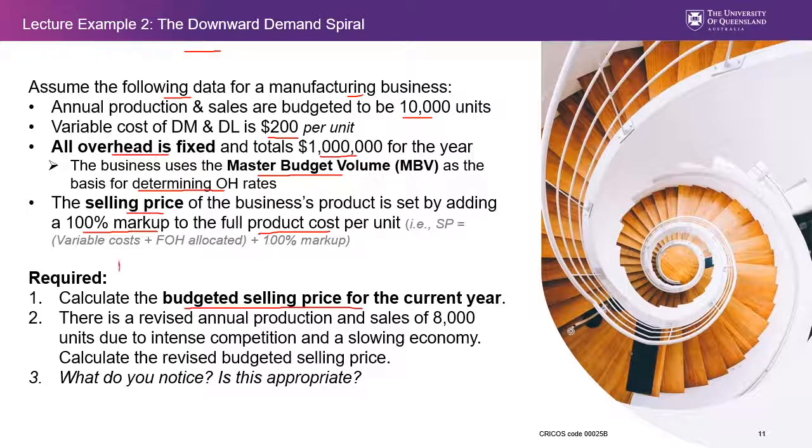So we know the direct material and direct labour equals $200.